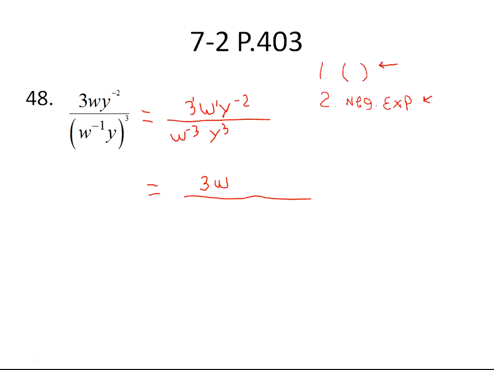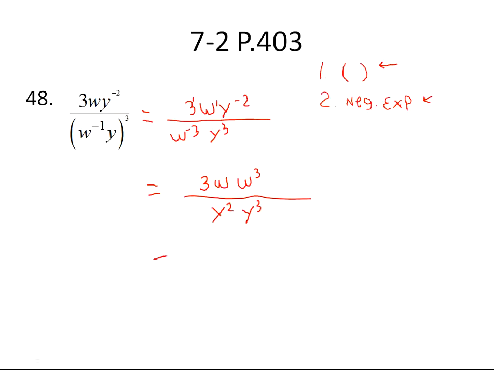And then the y to the negative 2 has a negative exponent, so we are going to bring it down to the bottom and make it positive. W to the negative 3 in the denominator, since it's negative, will move to the top, or to the numerator, and become a positive exponent. And then y to the third is positive, so we leave it here in the denominator.